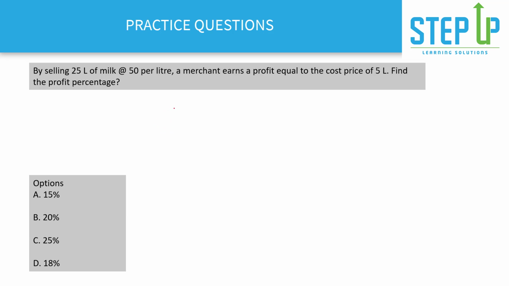Now, he's saying profit is given. Profit is what? Selling price minus cost price. So in this case, profit is how much? It says by selling 25 liters of milk, so let's say SP of 25: 25 into SP minus 25 into CP, correct? This is selling price of 25 items minus cost price of 25 items. This should be my profit. And it says the profit is equal to the cost price of 5 liters. That means this is equal to 5 CP.